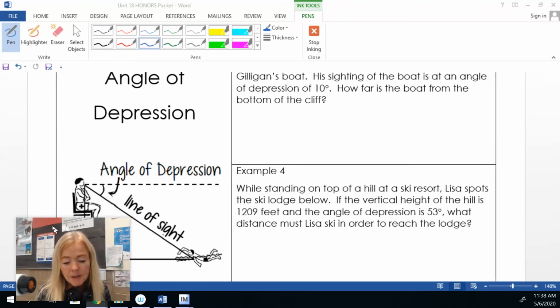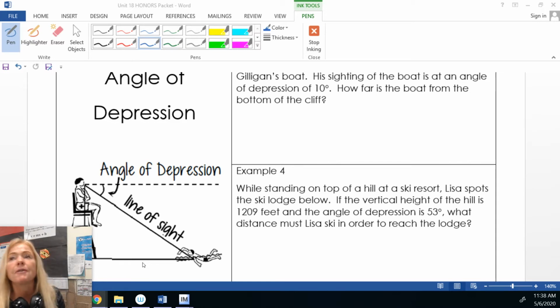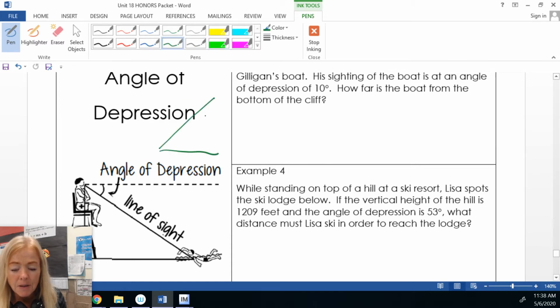Class. So this is part 2, and we're starting with angle of depression today, part 2 of 18.6. So we talked about angle of elevation, and if you recall, angle of elevation is when you're looking across at something and then looking up, then we call that, because we're looking up, an angle of elevation.